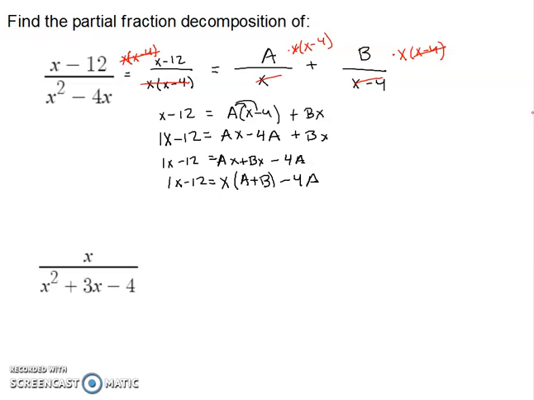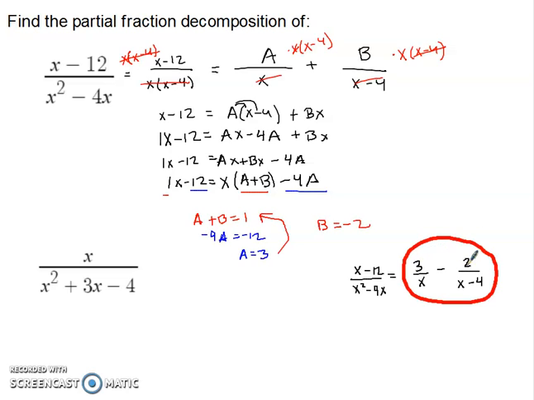So A plus B is the coefficient on x, which should be 1. So my first equation is A plus B is equal to 1. And my second equation is that negative 4A has to equal negative 12. Solving for A, I find that A is going to be positive 3, which leads me to B is negative 2. I now replace A and B, and I'm done.